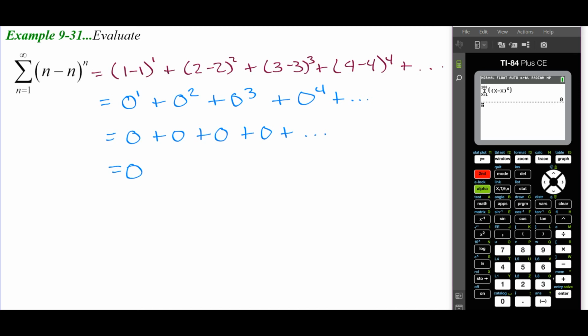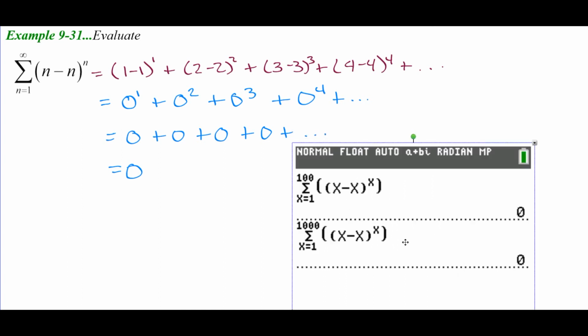So maybe I'll try that again and just change my number for my stopping position and make this 1,000. And again, I get 0. So you could try a couple more if you wanted, but you can see from the pattern that we will get 0 no matter how many times we do this.